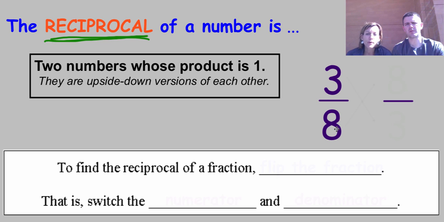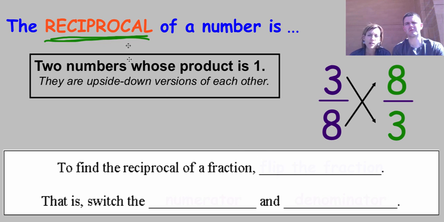So if we have 3 eighths, the reciprocal is going to be 8 over 3. The denominator is going to go up to the numerator, and the numerator is going to go down to the denominator. So for 3 eighths, the reciprocal is 8 thirds, because 3 times 8 is 24, and 8 times 3 is 24, and 24 divided by 24 is 1.